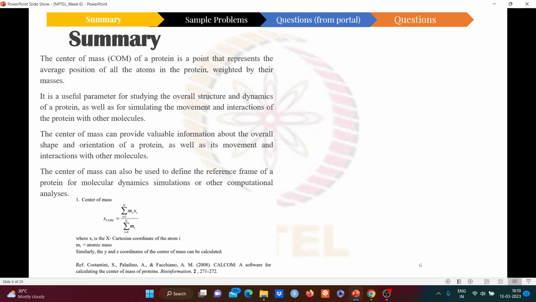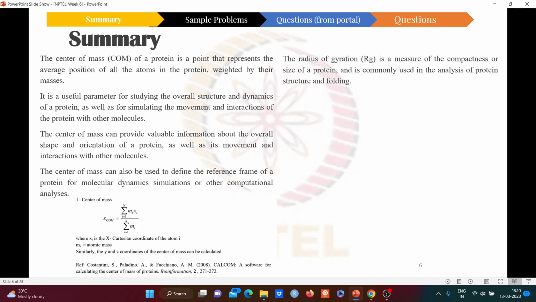In summary, the center of mass of a protein is a point that represents the average position of all atoms in a protein weighted by their masses. It is calculated using the formula given here. Here m corresponds to the atomic mass, and finally to conclude, center of mass can provide valuable information for studying the structure, dynamics and interactions of proteins.